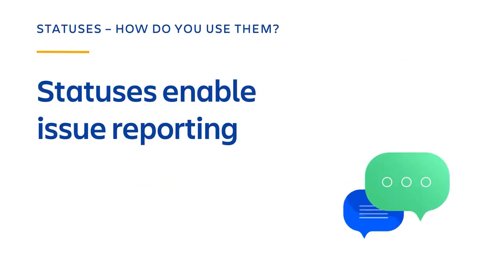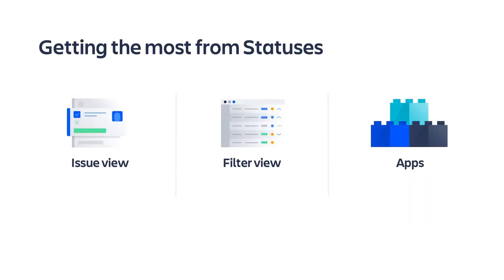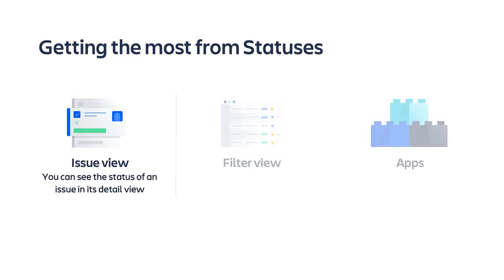We already mentioned that statuses are used in a workflow. The issue status enables reporting. So how do you get the most of statuses? Where can we visualize statuses in the Jira user interface? You can, of course, review the status of each issue on the issue itself. Or you can create a filter displaying a custom set of issues that help you see their statuses in one place.